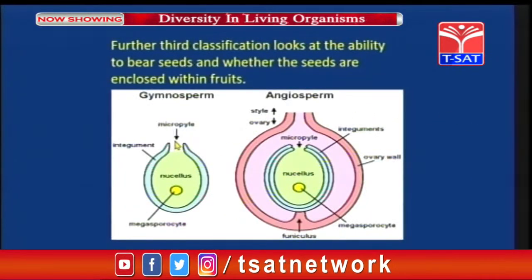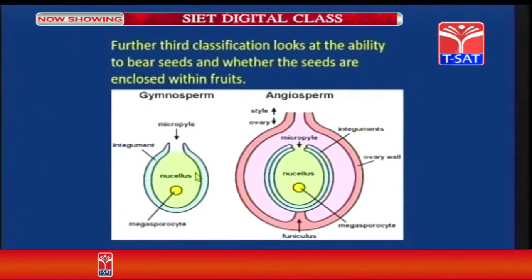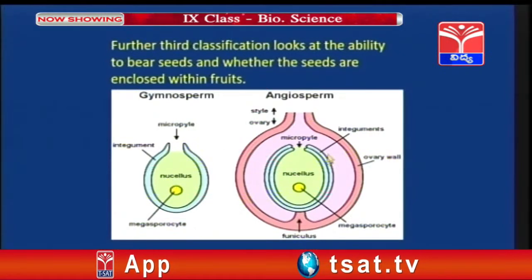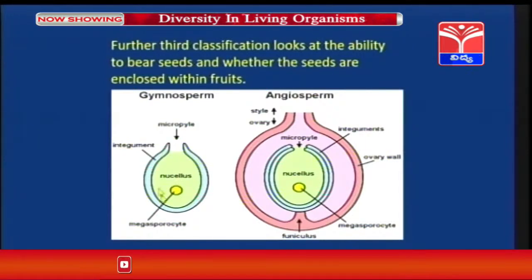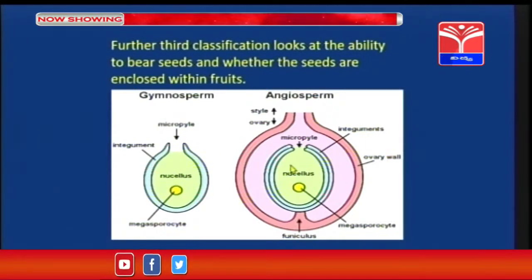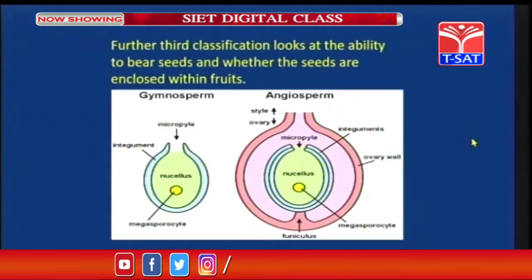Next one is presence of the fruits, that is, the seed is enclosed inside the fruit. You can see over here this is gymnosperm and over here angiosperm. In gymnosperms, the ovary wall is absent, whereas in angiosperms, the ovary wall is present.